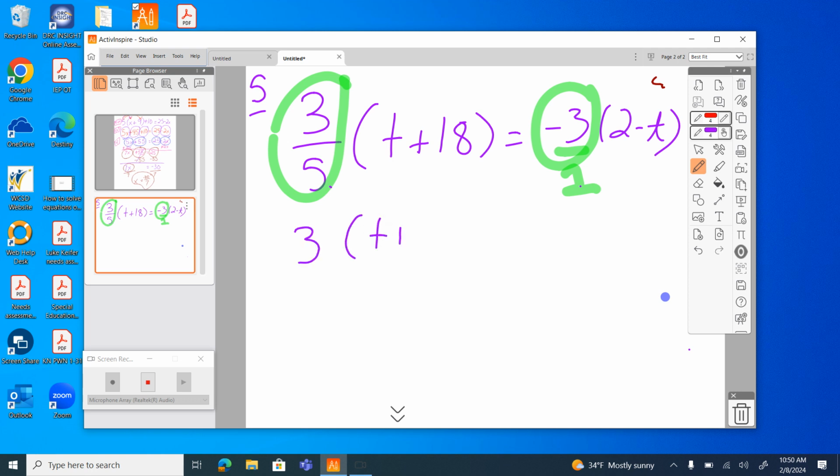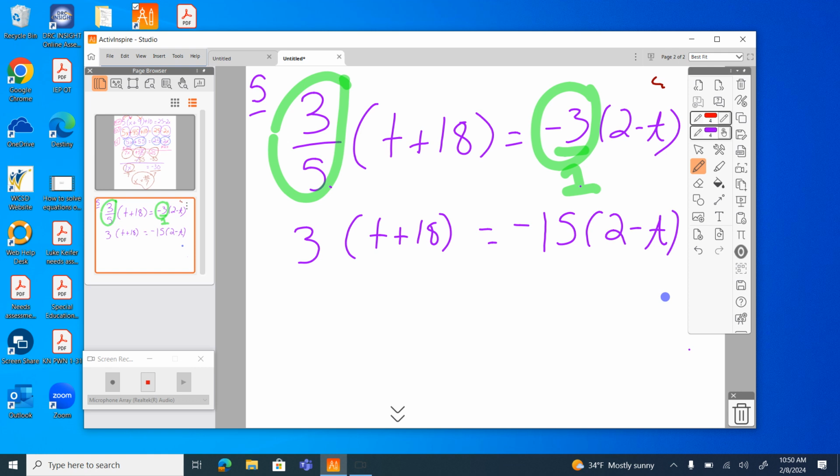Now, over here, what is 5 times negative 3? Negative 15. From here, it's a lot of work, but it's what we've done before. Do we know how to distribute? Yeah. 3 times t is what? 3t.